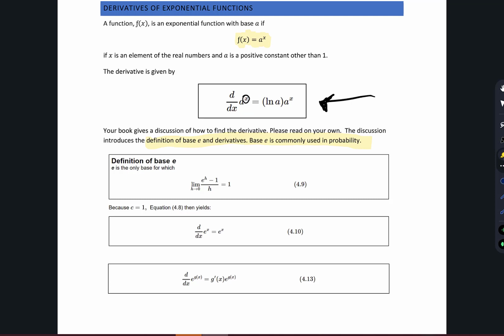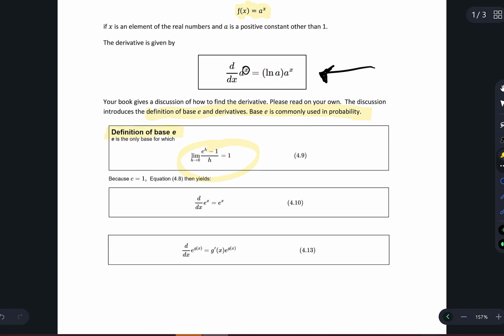But as you'll see in this chapter, taking derivatives of exponential functions really isn't too bad, especially when we're working in base e. So here's the definition of base e. It ends up that base e is the only base for which the limit of e to the h minus 1 over h is equal to 1. And you'll read in the book more about why this limit is important, but you should recognize this limit as being the form of a limit whenever we look at taking derivatives.